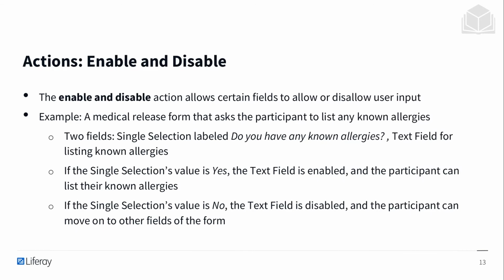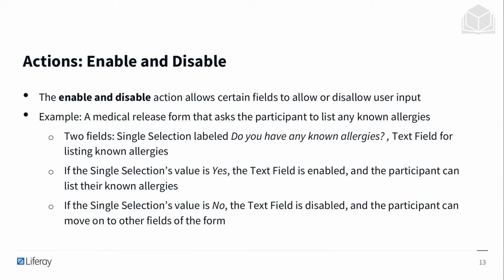Actions, enable and disable. The enable and disable action allows certain fields to allow or disallow user input. For example, a medical release form that asks the participant to list any known allergies. You'll have two fields, one field with a single selection labeled "Do you have any known allergies?" and then a text field listing the known allergies. If the single selection, meaning a checkbox, is yes, then the text field is enabled and the participant will be able to list their allergies.